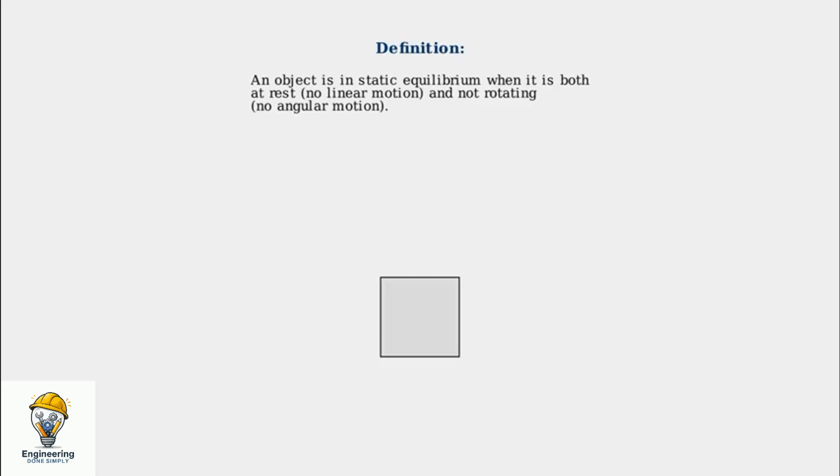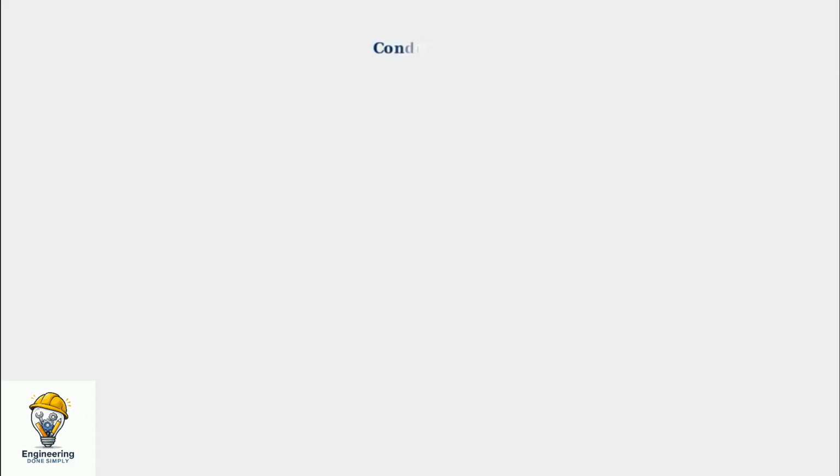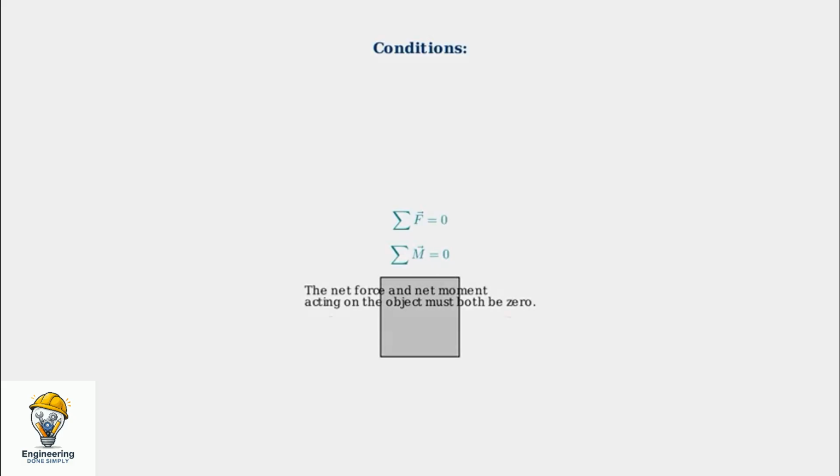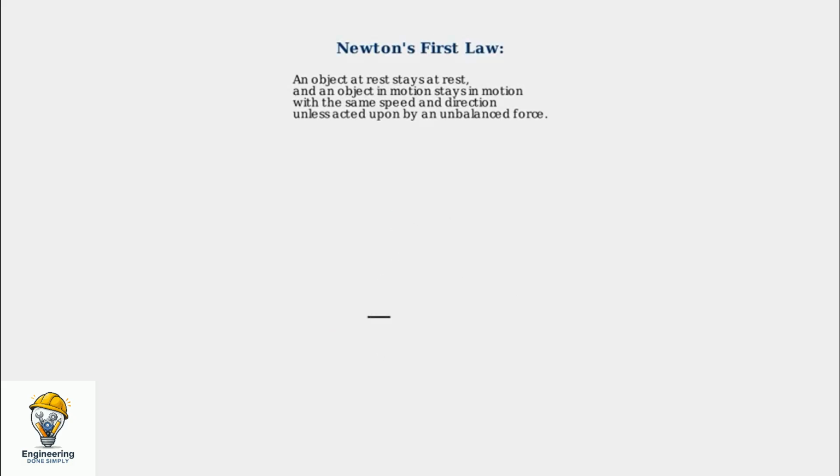Static equilibrium is a fundamental concept in physics that describes objects in perfect balance. An object is in static equilibrium when it is both at rest, meaning no linear motion, and not rotating, meaning no angular motion. For this to happen, the net force and net moment acting on the object must both be zero. This relates directly to Newton's first law of motion, which states that an object at rest stays at rest unless acted upon by an unbalanced force.